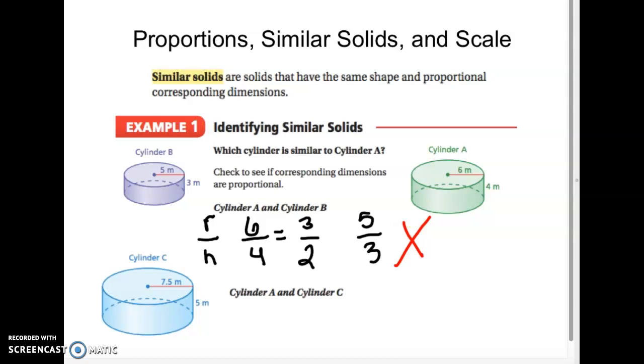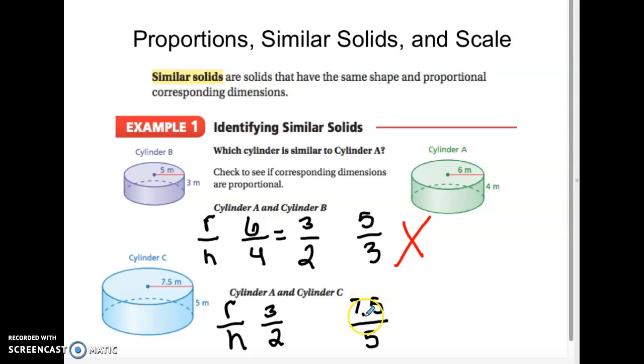So now let's check cylinder A and cylinder C. We're going to do radius over height again. We'll just keep it the same. Okay. So we know cylinder A simplified to 3 halves, so let's just keep it at that. And then let's take a look at cylinder C. So the radius is 7.5 and the height is 5.